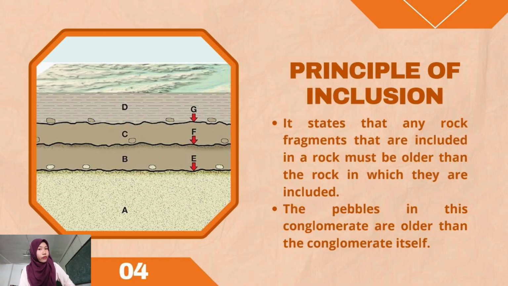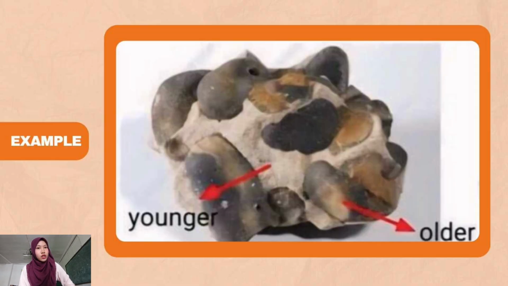Number 4 of the principles of relative dating is the principle of inclusion. It states that any rock fragments that are included in a rock must be older than the rock in which they are included. So, for example in this picture, the pebbles in this conglomerate are older than the conglomerate itself.